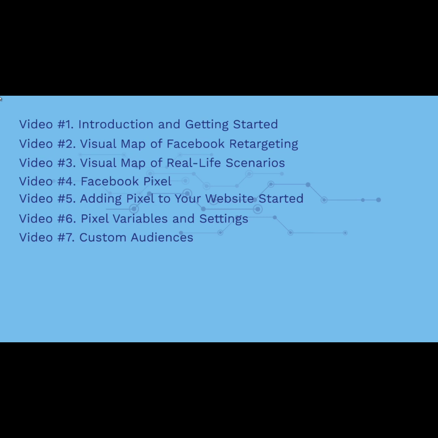Video number 7, we're going to talk about custom audiences, which are essentially lists or segments of people that you have targeted. When you create your Facebook ad, you can then target that specific custom audience and show that specific ad to that audience. And then of course, in video number 8, we'll have some practical application and show you how to create these custom audiences. And of course, last but not least, video number 9, we'll talk about retargeting campaign setup.